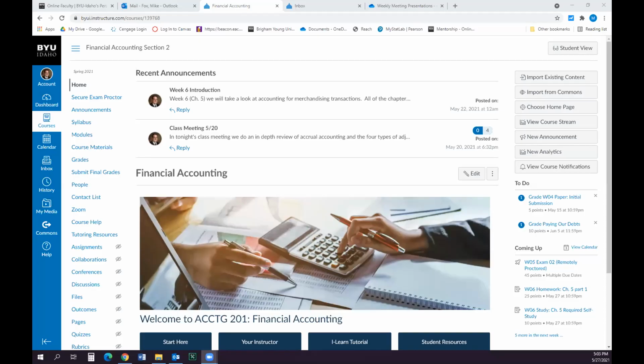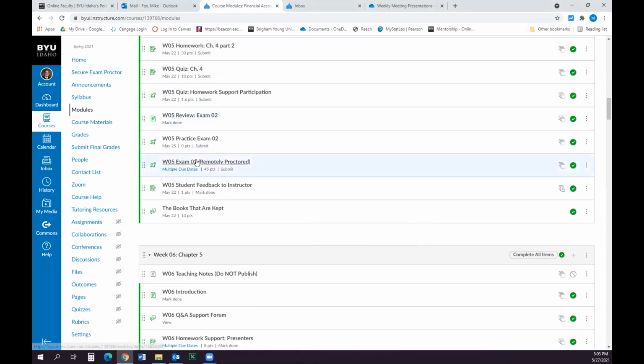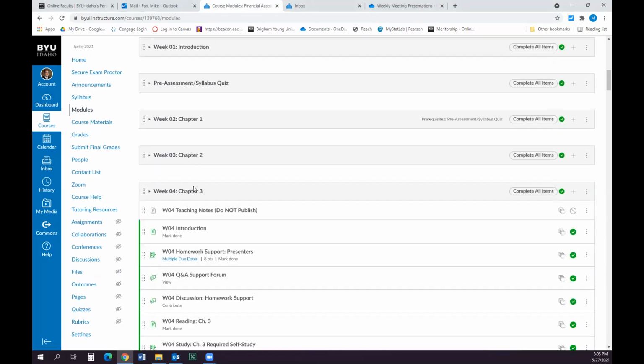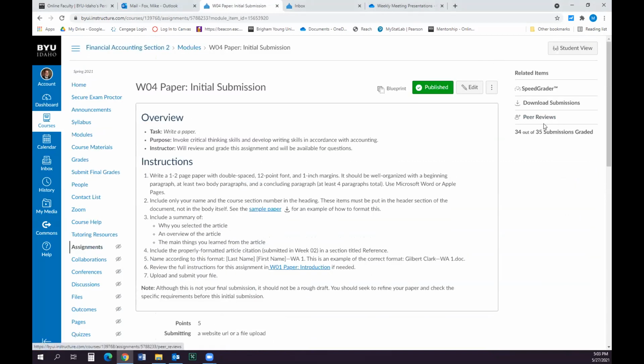So here I am at the home screen. Just go to your modules. And even though we're in week 6, to do the peer review, you just go back to week 4. And you go to that assignment, which was called week 4 paper initial submission. And then over here on the right-hand side, you'll have some peer reviews that are assigned to you that you can click on. A lot of people are trying to get through it through week 6, and so it's confusing. But you have to go back to week 4, to the week 4 paper initial submission, and that's how you do it.